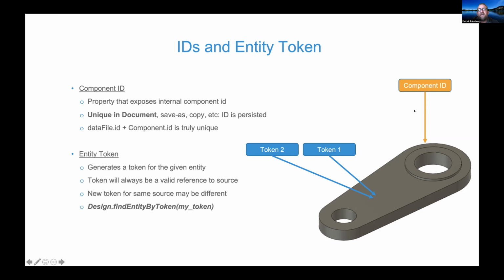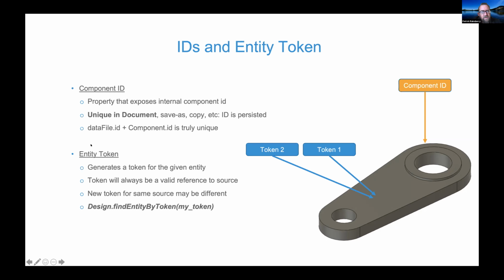But what's interesting and of note is that if a user does a file save as, then the component ID does not change. So even if a user did a file save as and you had some data model attached to that assembly hierarchy, those component IDs don't change in the new file. So you either want that or you don't want that, right?